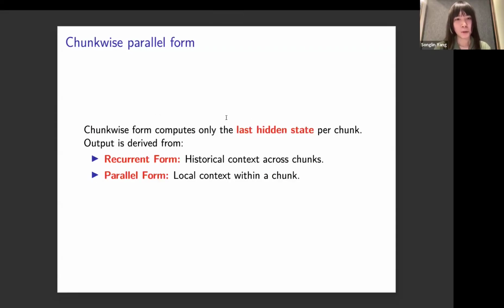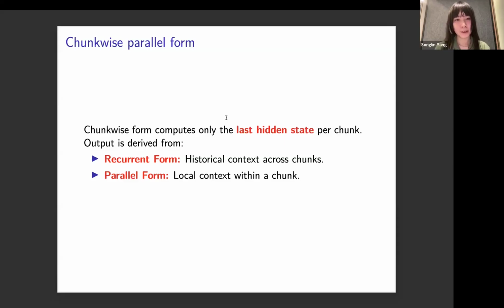Here we have two key strategies for the chunkwise parallel form. Firstly, we compute a chunk-level hidden state. In the recurrent form, we need to compute the recurrent hidden state for each token. But for the chunkwise form, we only need to compute a single copy of the hidden state for each chunk.